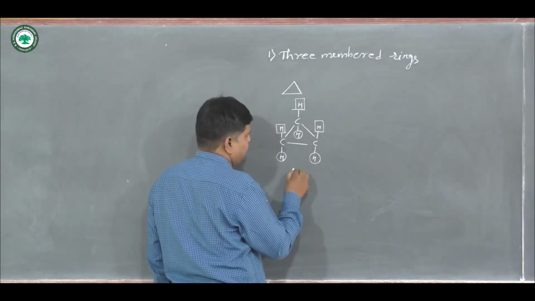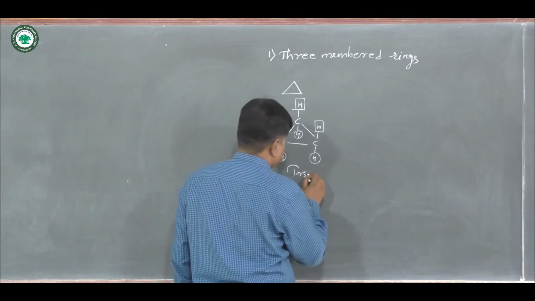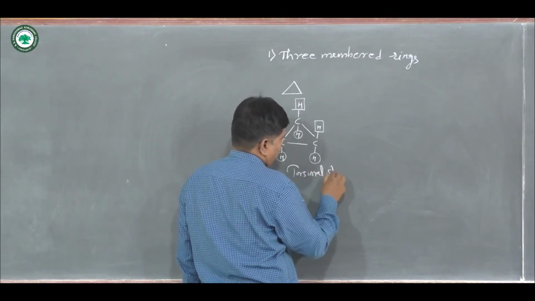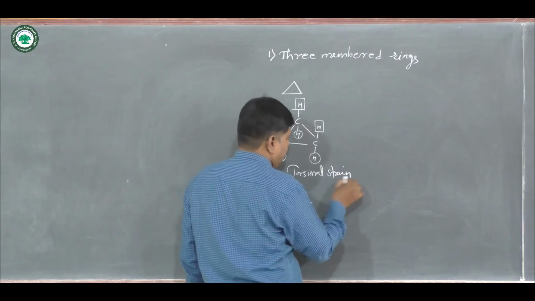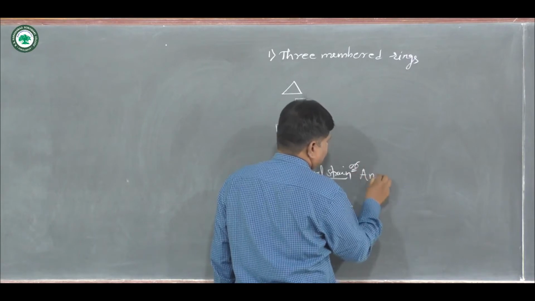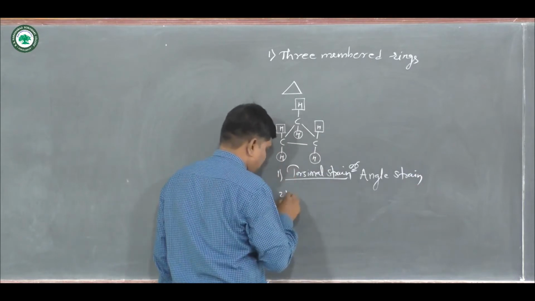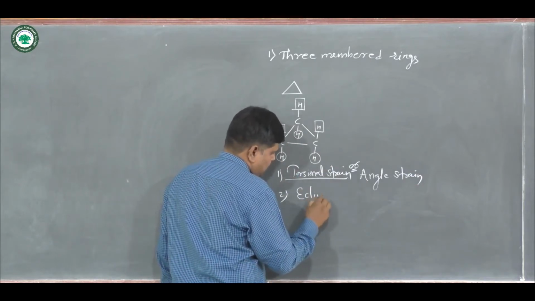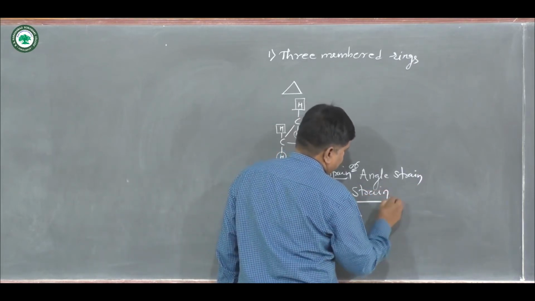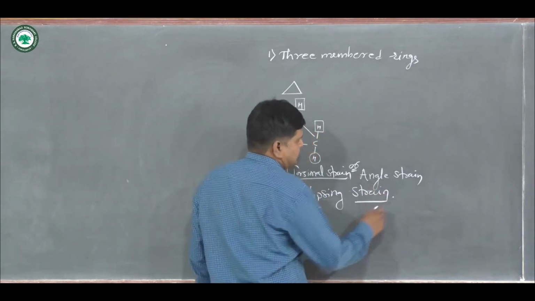Here one is the torsional strain, or it is also called the angle strain, and the second one is eclipsing strain. These two strains are present in the three-membered ring system, but the predominant strain here is eclipsing strain.